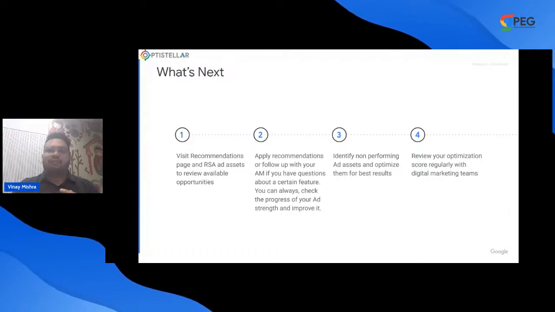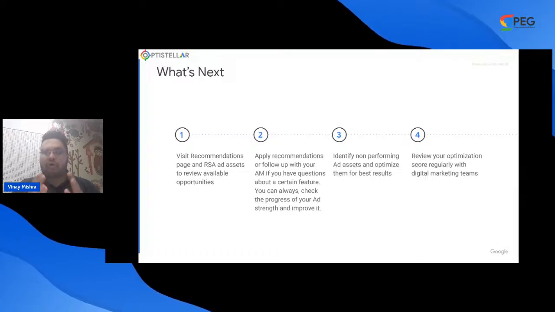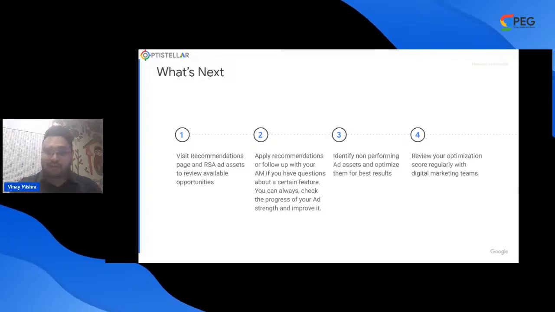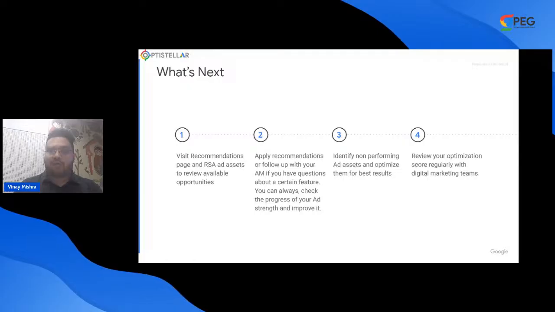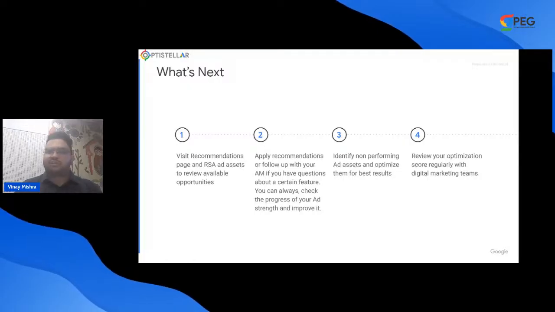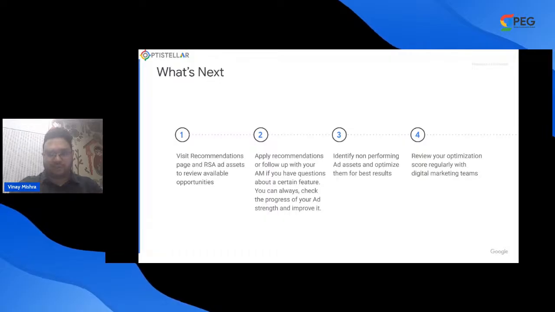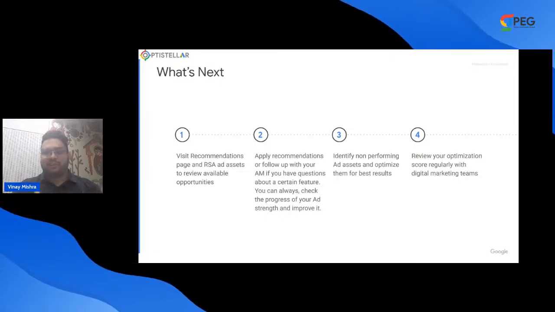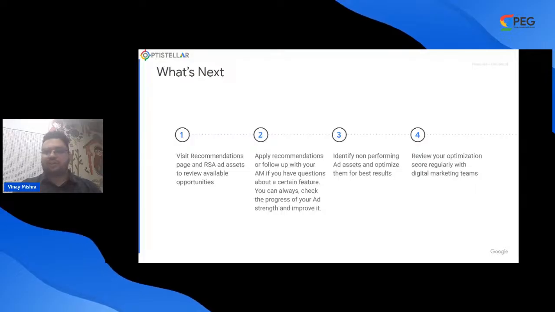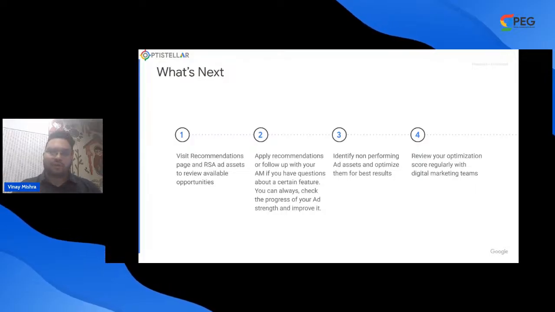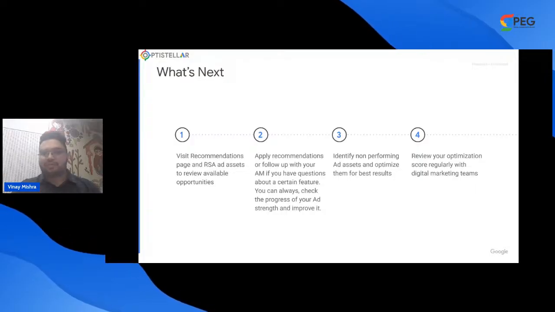If you have any questions with respect to the recommendations that are being pushed towards your account or the campaign, you can reach out to your AM. If you are still here and have any questions, please feel free to comment, or if you have a question about a certain feature, your ad strength, how to improve it, you can also reach out to your account managers as such.